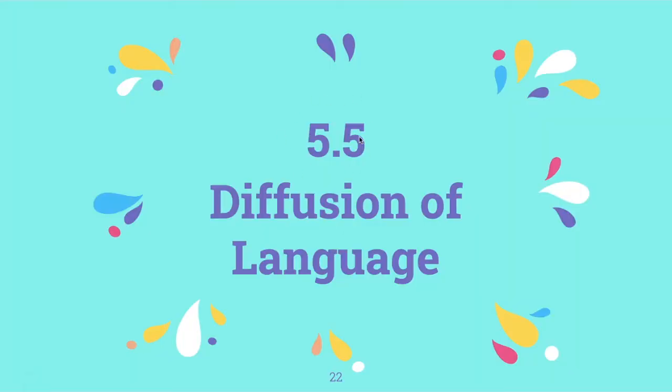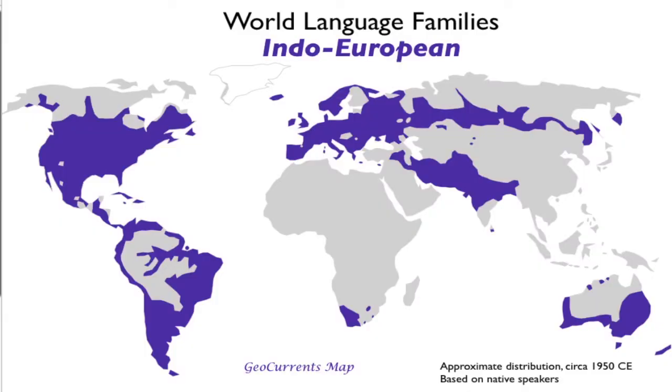All right, 5.5, diffusion of language. In section 5.4, we looked at the hearths of language and some of the origins of big language families that we find around the world today, the largest of which is the Indo-European language family. And even though this is the extent of where we find Indo-European languages used today, they had to get to that point, right? It didn't just start like this. The Indo-European language began with one proto-language in one location, and then it diffused to become the largest language family used around the world today.